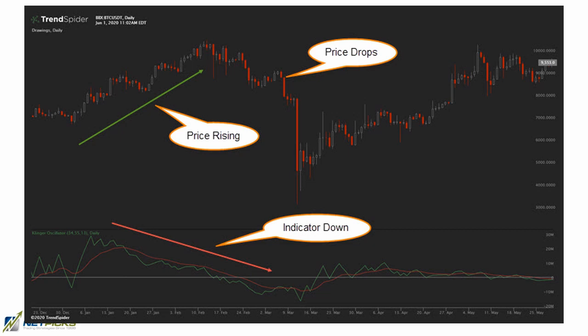Now I'd use divergence as a warning sign, not necessarily a trade setup. And then I'd just be on alert for price action, which would include a break of the trending structure, which is the higher highs, higher lows.